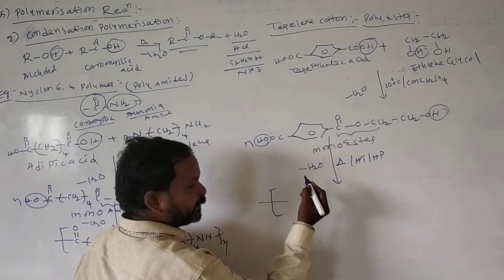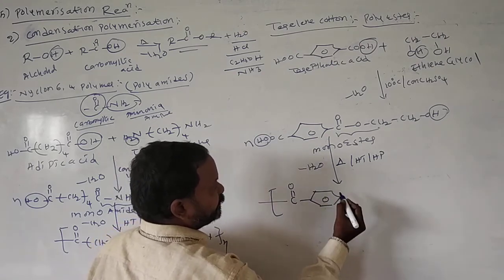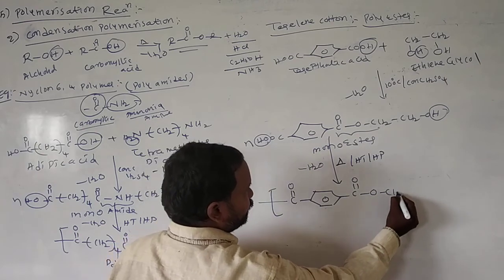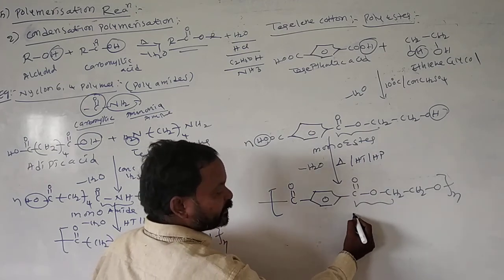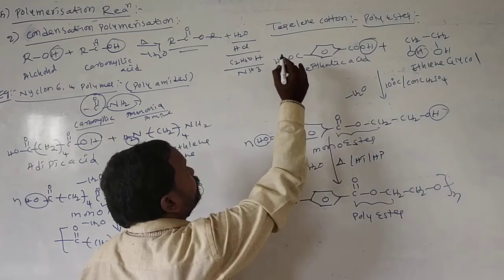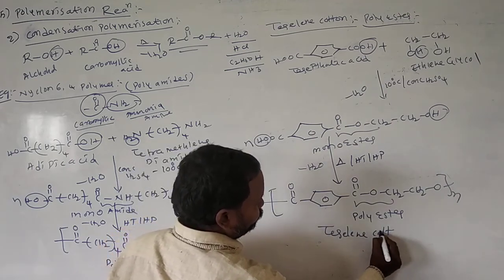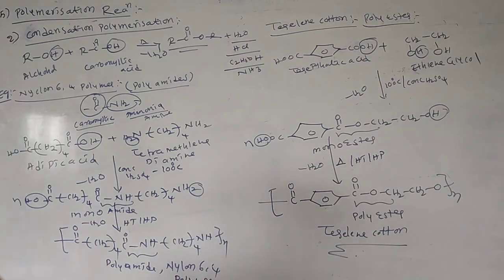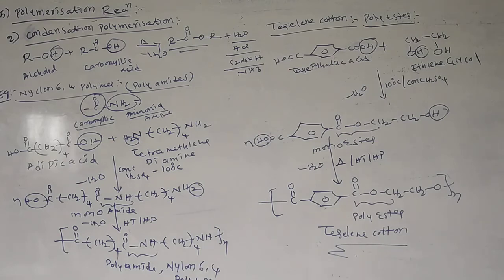What we have in extension form, in polymer form, is C double bond O, benzene, C double bond O, O, CH2, CH2, O, taken n times. This contains a number of ester functional groups, so we call it polyester. This is produced from terephthalic acid, so we call it terylene cotton. See, these two are produced by the condensation reaction. That's why these two are called condensation polymers, and the polymerization is called condensation polymerization.